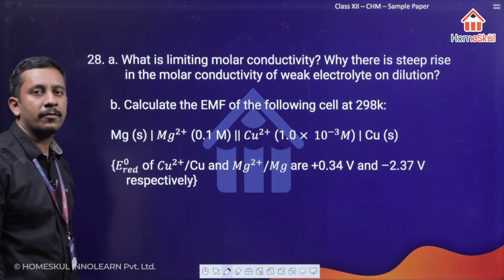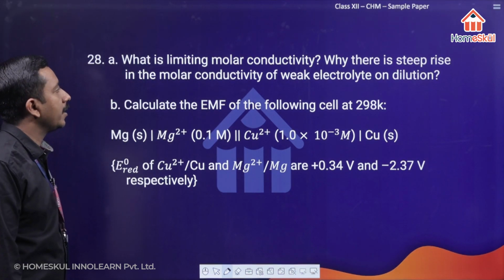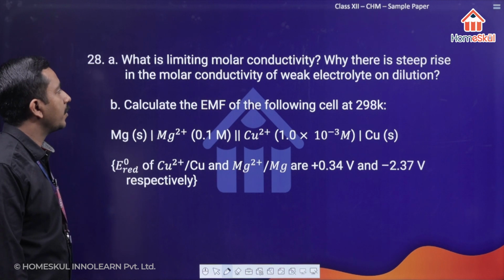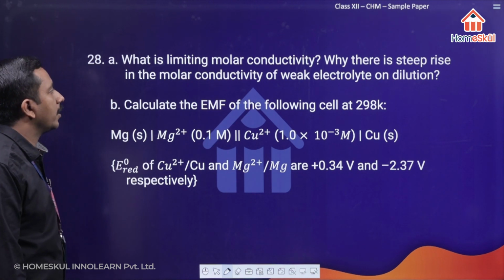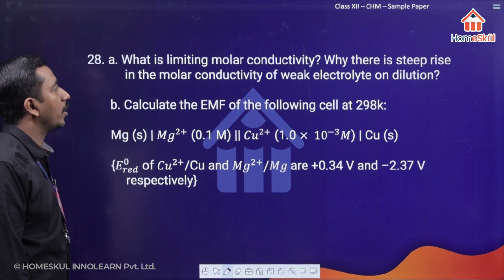28th question. It is a question from electrochemistry. What is limiting molar conductivity? Why is there a steep rise in molar conductivity of weak electrolytes on dilution? Let us take a look at the first part of the question. What is limiting molar conductivity?